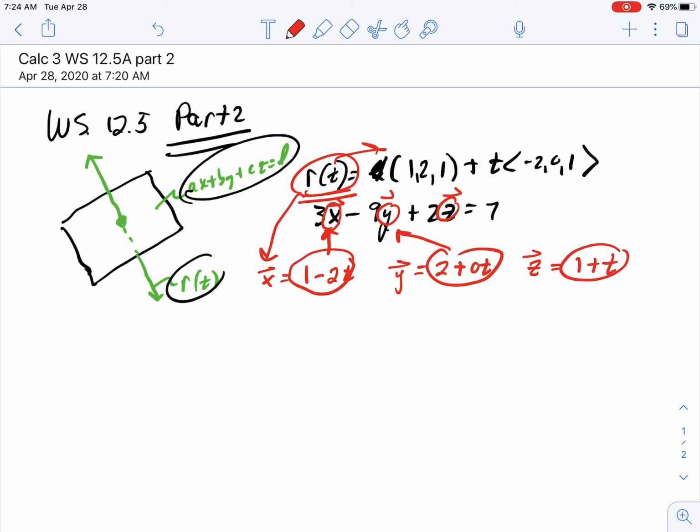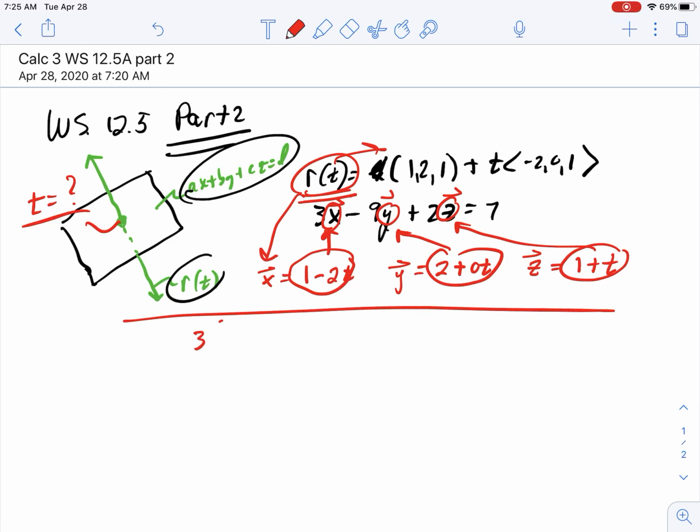So if we do a simple substitution here, all we have converted in terms of x, y, z is now nothing but t. So what we can do is actually find the time that it will intersect, and once we have the time, then we get the location. So let's substitute in here. I have 3 times 1 minus 2t, minus 9 times 2, plus 2 times 1 plus t equals 7.